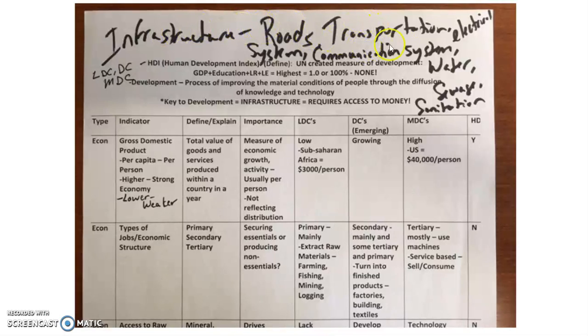Is this infrastructure system, because all of a sudden you see improvements in transportation, improvements in electricity and electrical networks, communication, and then you have better, cleaner, more reliable water systems, sewage systems, and sanitation systems for trash. All right, so let's take a look at all of these indicators.